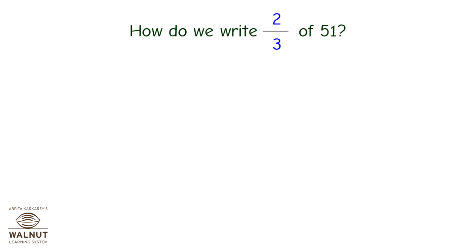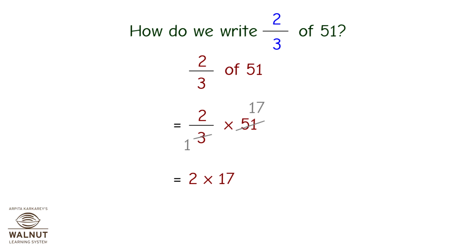How do we write 2 by 3 of 51? In mathematics, of means to multiply. So we write it as 2 by 3 into 51. Then we cancel out the common factors and we get 2 by 1 into 17, which is equal to 2 into 17, which is equal to 34. So we say that 2 by 3 of 51 is equal to 34.